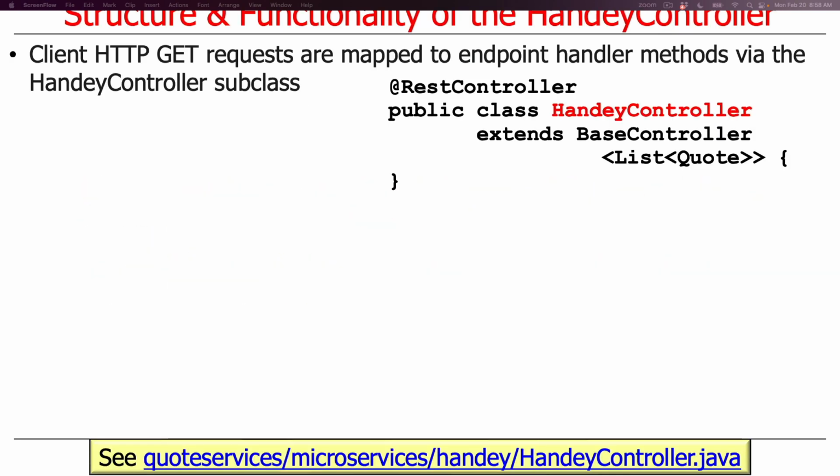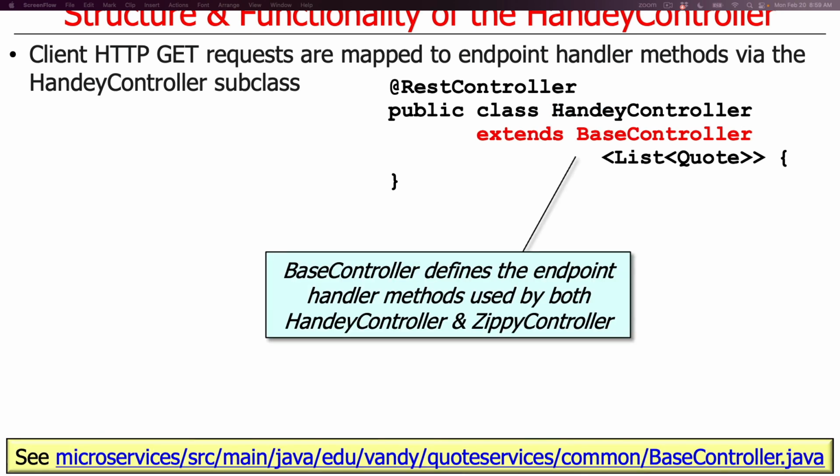Let's take a look at the HandeyController. This is very, very, very simple. That's what makes it so cool to have these reusable classes. So here's HandeyController. That's what's going to basically map these get and put requests to the right methods. And everything comes from the base controller. So base controller is what defined the endpoint handler methods. All we have to do is just extend this.